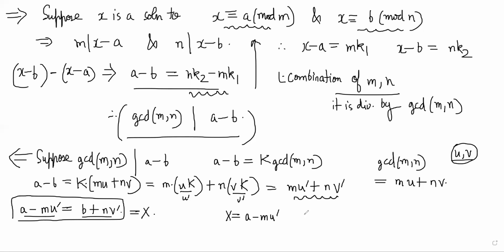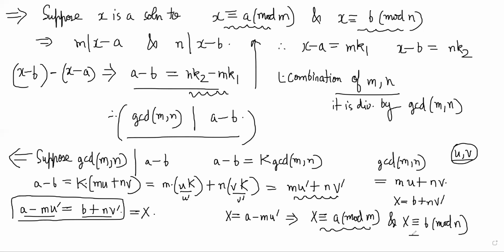And if you do mod m here, x is congruent to a mod m, right? And x is also equal to b plus nv dash, so x is congruent to b mod n. So we got the answer.